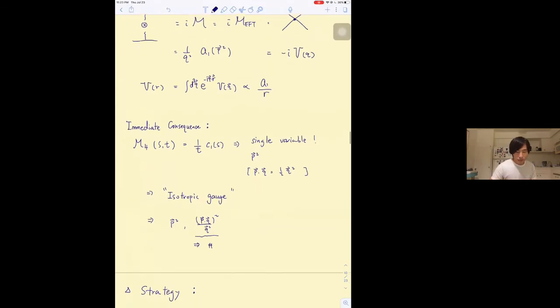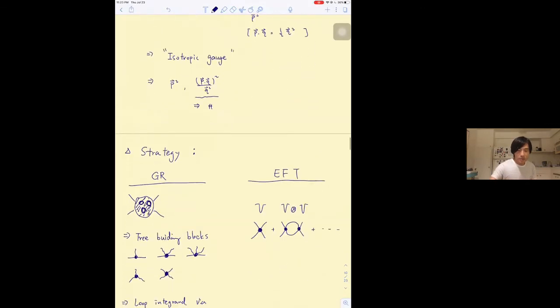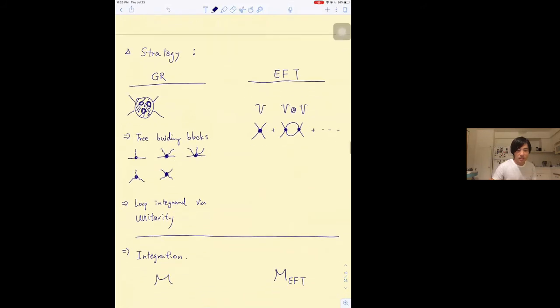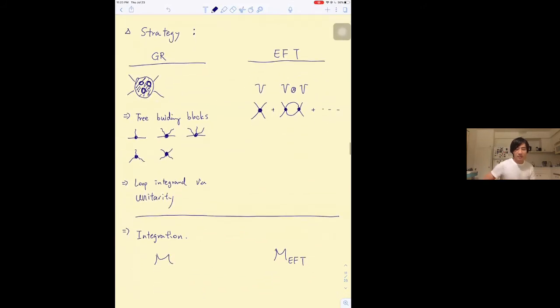Okay, so tree level is relatively simple. Let me try to discuss some higher orders. Let me first give you a very brief outline of the strategies. The strategy here is that we have GR, the full amplitude, and we have the EFT.